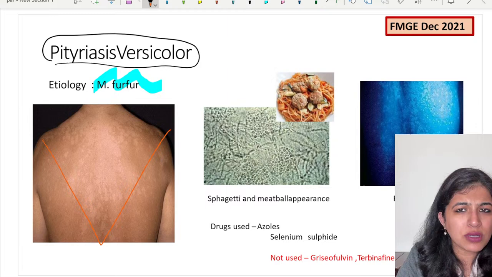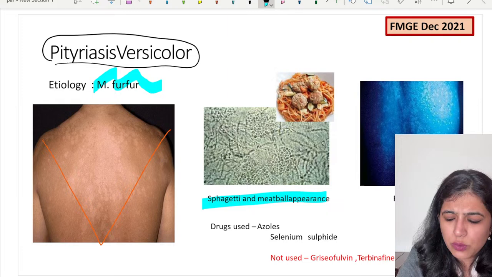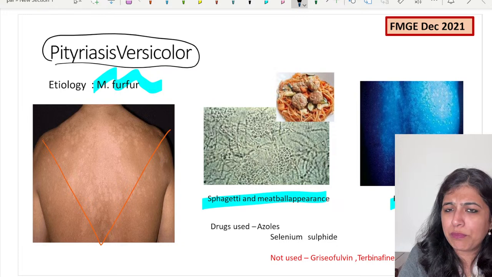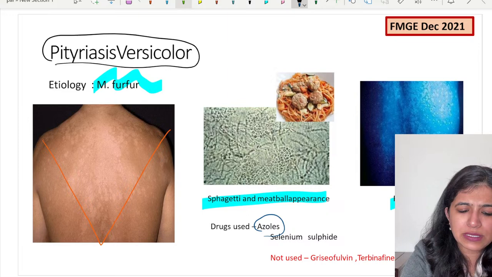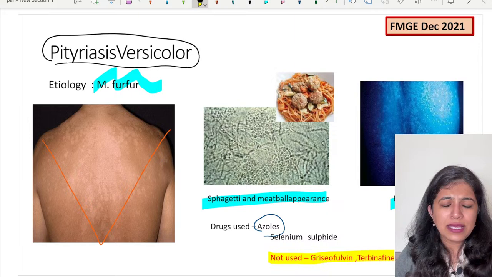What is the next step? KOH examination. What do you see in KOH examination? Spaghetti and meatball appearance. What do you see in Wood's lamp? Pale yellow fluorescence. So remember, PV shows a PY fluorescence. So in the KOH, spaghetti meatball, in the Wood's lamp, pale yellow fluorescence. Can use azoles for treatment, but what you cannot use is a very important question, that is griseofulvin and terbinafine. So what we cannot use is griseofulvin and terbinafine. Okay, is this clear to everyone?